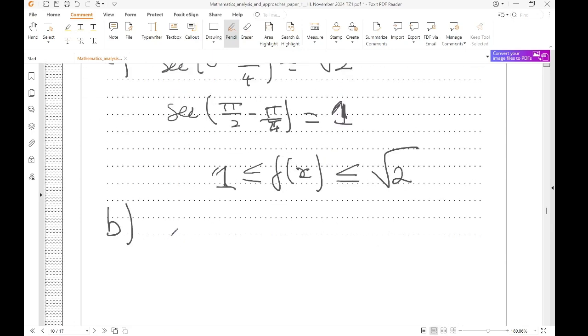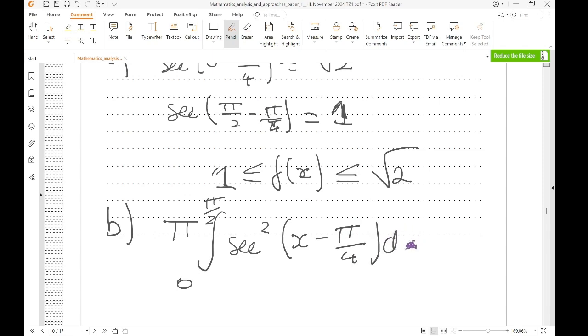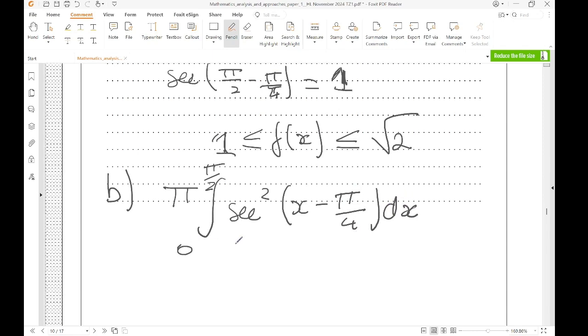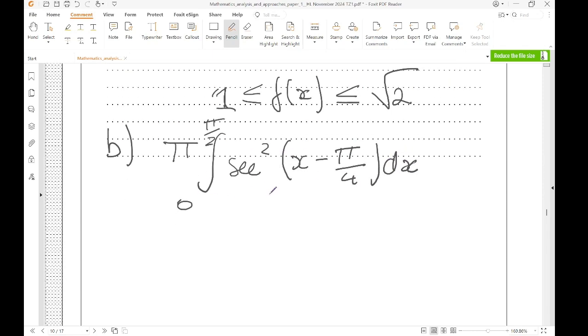So the formula is pi times the integral, with your upper bound and your lower bound, of whatever your function is squared. So secant squared of x minus pi over 4 dx. Once you integrate this function, you know that secant squared, once integrated, becomes tan. This is something that you need to remember.